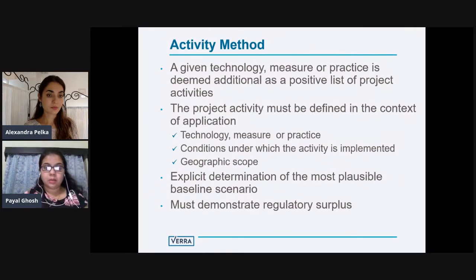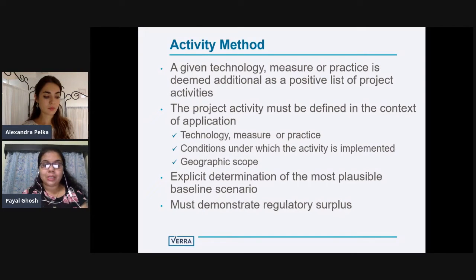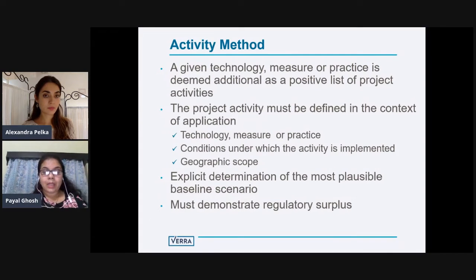So in the activity method, in the next slides I will provide you an example with such activities which are deemed automatically additional because they are part of the positive list. The project activity is defined in the context of a technology, measure, or practice, and of course there are conditions laid down under which the activity is implemented, and the project activity should be considered under a specific context in terms of the geographic area. There also has to be the explicit determination of the most plausible baseline scenario, and of course, such activities should demonstrate regulatory surplus, which means that it should not be mandated by the local laws or regulations.